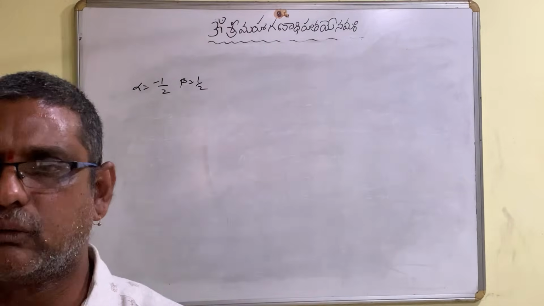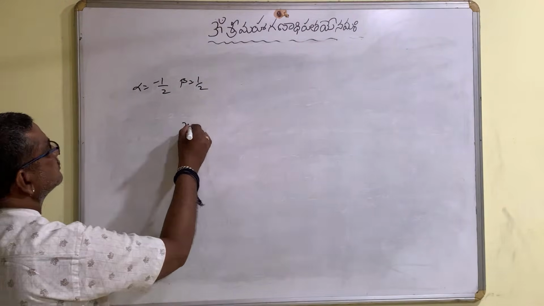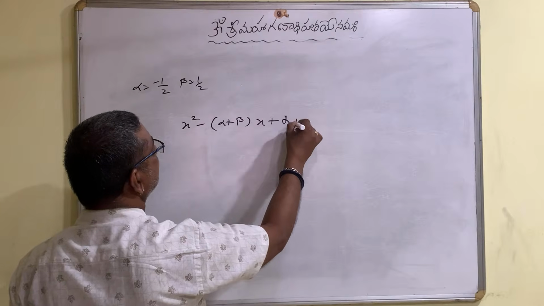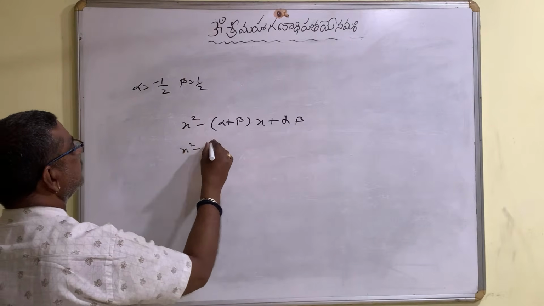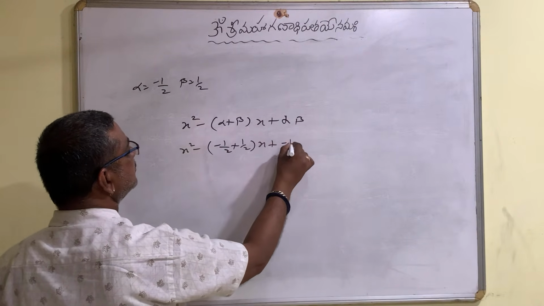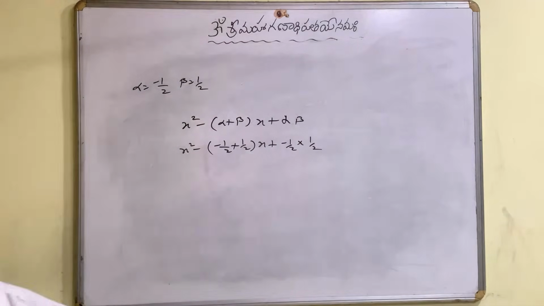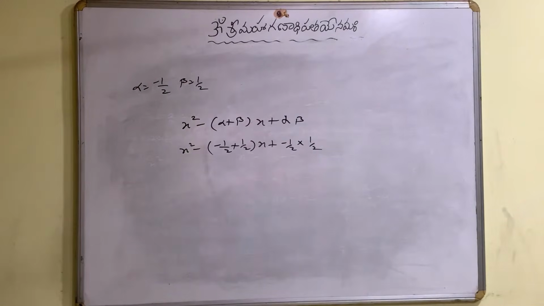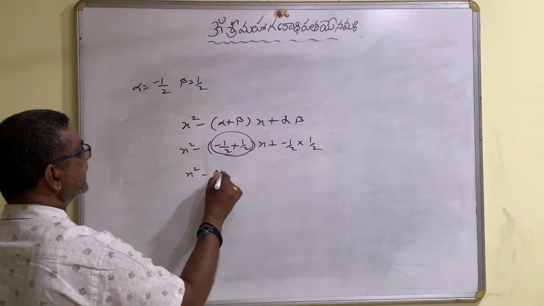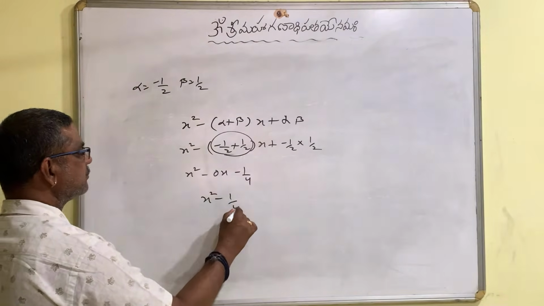Alpha is negative 1 by 2, beta is 1 by 2. What is the polynomial? x square minus (alpha plus beta) into x plus alpha beta. x square minus (negative 1 by 2 plus 1 by 2) into x plus negative 1 by 2 into 1 by 2. Okay. Now this will be x square, this will be 0, that means 0x minus 1 by 4. So directly you can write x square minus 1 by 4.